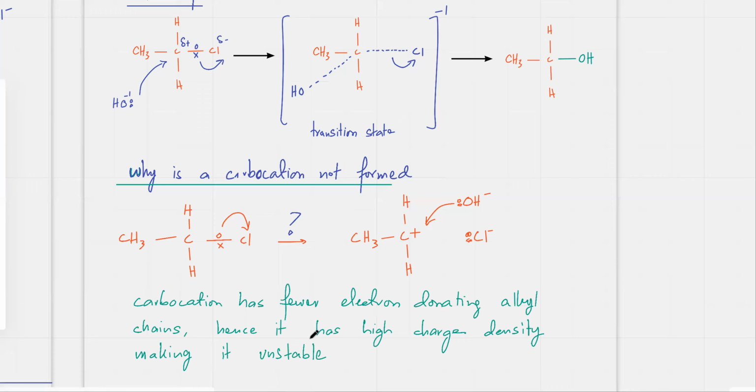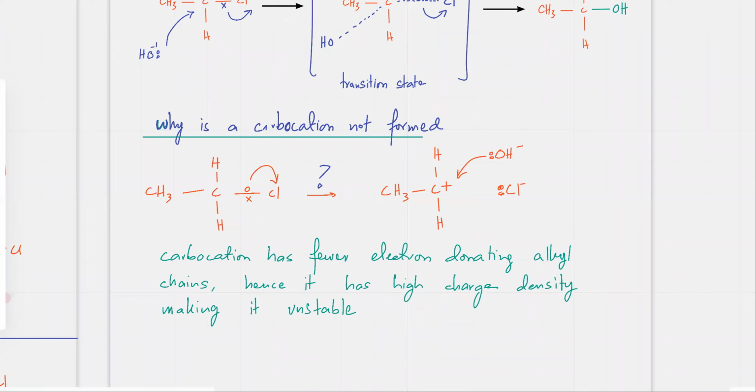Now I'm going to explain the reasoning behind this. Why is it so hard for the Cl to leave on its own? Remember, the carbon over here has a very strong positive charge. The positive charge is so strong, and there's a reason why it's got a strong positive charge. Even over here, this is a polar bond.